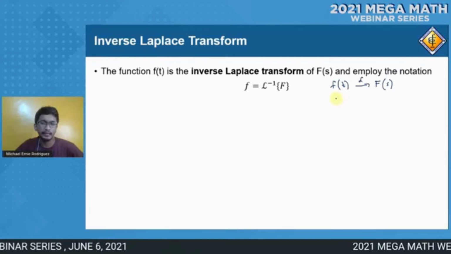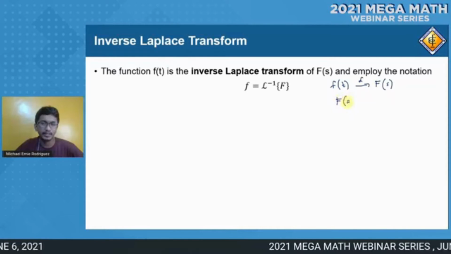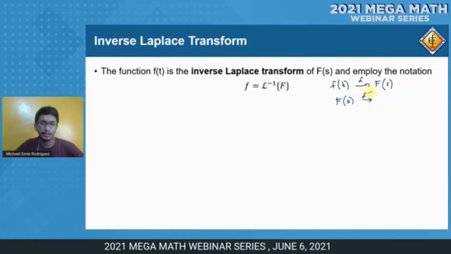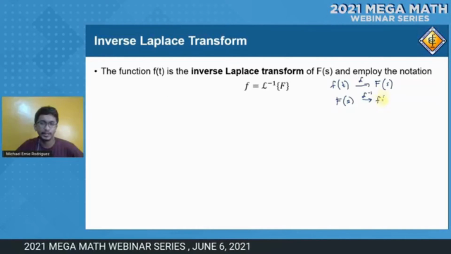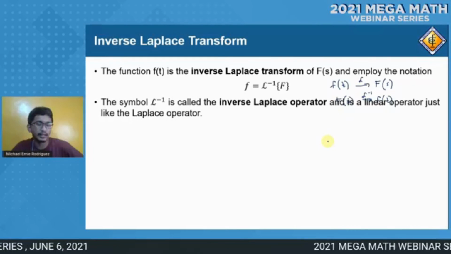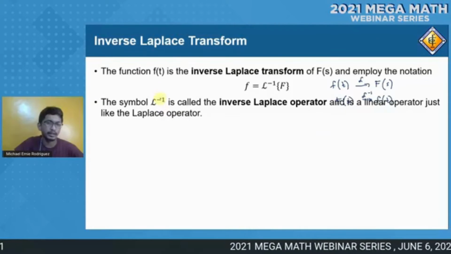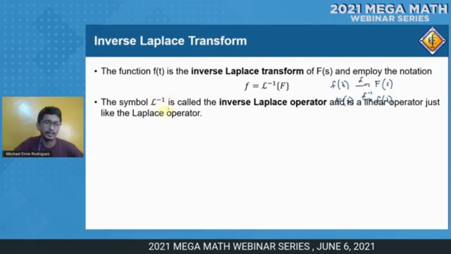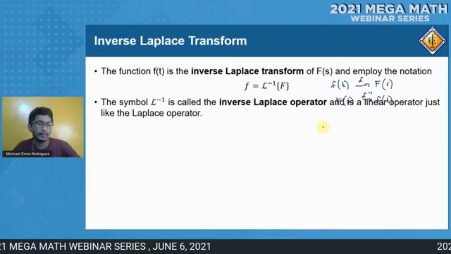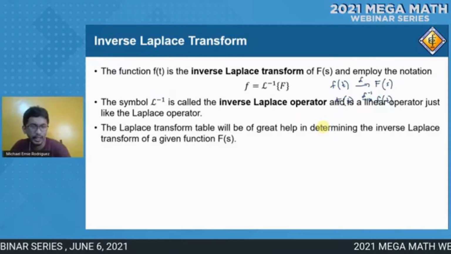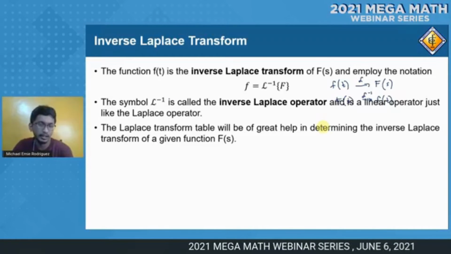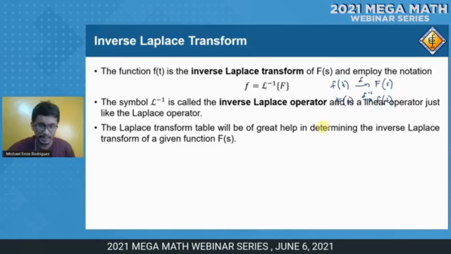And then kapag baliktad, so we have the given F of s. So malaki yung F. So kunin mo yung inverse ng Laplace transform. So babalik tayo sa f of t. Okay? So the symbol that this one, this is your inverse Laplace transform operator. And that is also a linear operator, just like your Laplace operator. So again, we can use the Laplace transform table to solve for the inverse Laplace transform.